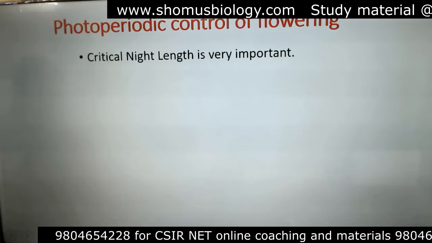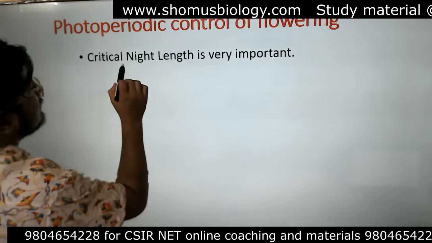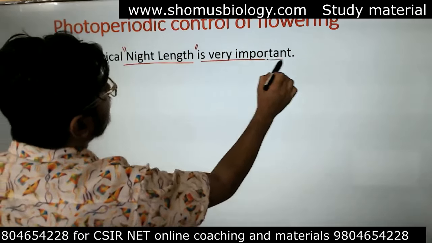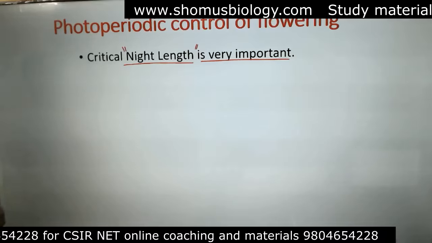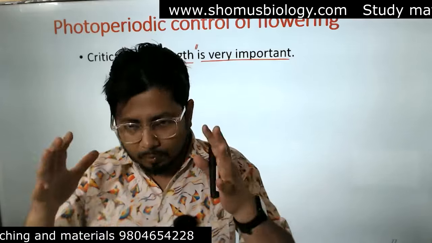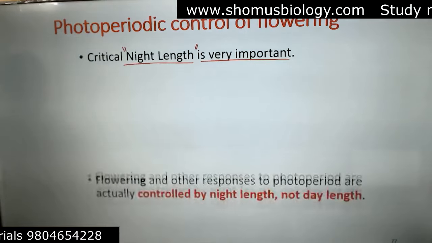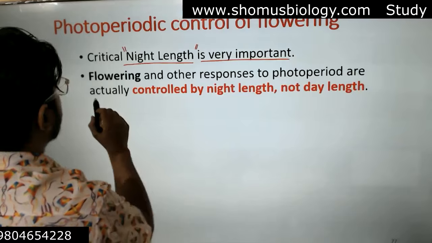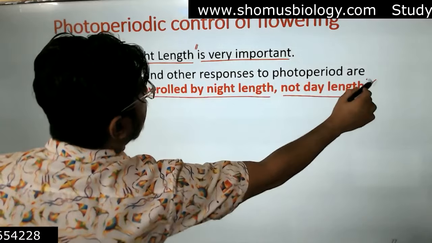Now, photoperiodic control of flowering. The critical part is the night length. Remember that, night length is very, very important. What is night length? Because if you find out the night length, the rest of the time is the presence of light. Night length means, in a general sense, when there is no sun. But if the plant is receiving artificial light, that also helps in physiological activities. So when I say night length or night time, that means there is no light. Flowering and other responses to photoperiod are actually controlled by night length, not by day length.